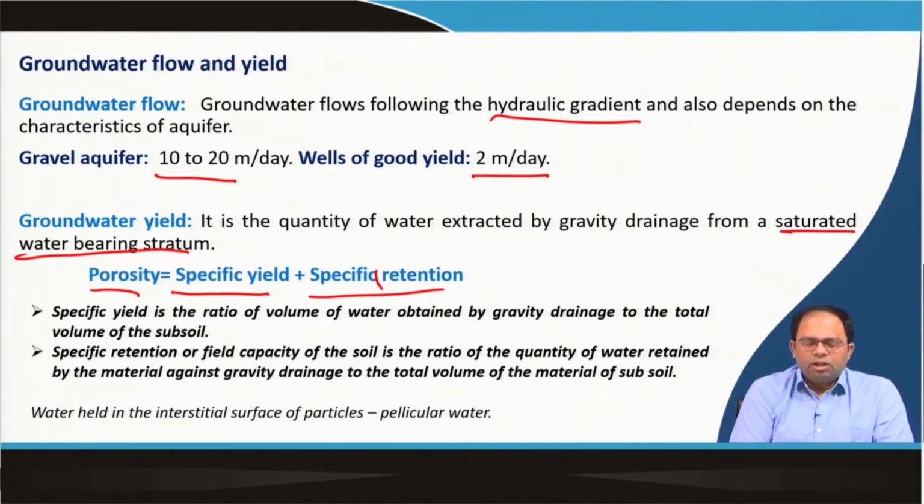And specific retention, or field capacity of the soil, is the ratio of the quantity of water retained by the material against gravity drainage to the total volume of material of subsoil. This is the amount of water that will be held back inside the pores because of other attraction forces. Water held on the interstitial surface of particles is known as pellicular water. So, even though you have a well, some amount of water will be retained in the surrounding soil. That is called pellicular water.